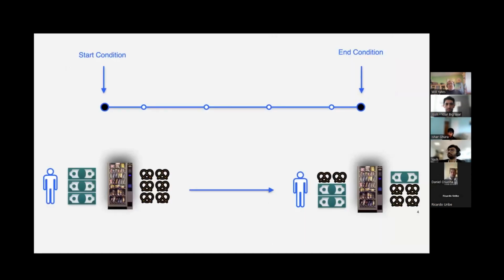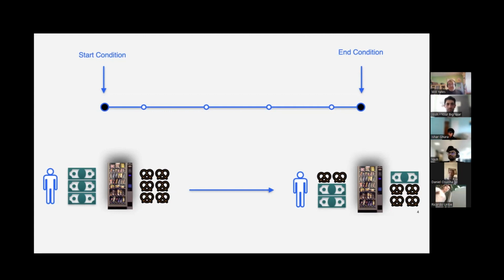Let's think of it this way. We have a start condition. The start condition is that I'm hungry and I have money. And the vending machine start condition is that it doesn't have any of my money, but it does have snacks. And we want to go through a series of operations to get to an end condition where I have perhaps a little less of my money than I had at the beginning, but I now have snacks. The vending machine has a little fewer snacks, but has some of my money.